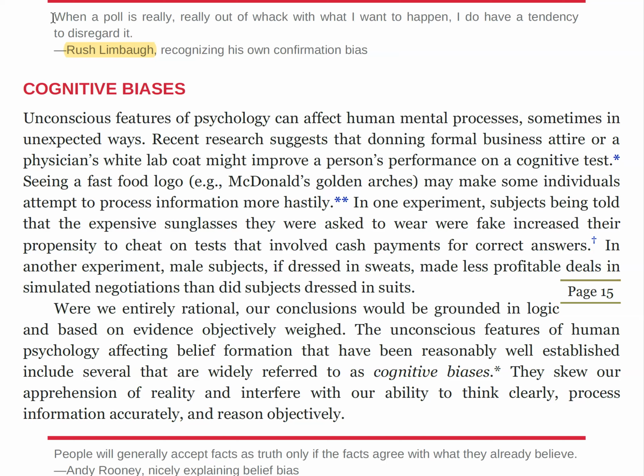So he's been quoted as acknowledging this: "When a poll is really, really out of whack with what I want to happen, I do have a tendency to disregard it." So let's say there's a poll that said, we've got this election coming up, that Trump was going to lose horribly. Rush Limbaugh is a conservative radio host, so he wants Trump to win. He would just have a tendency to disregard that poll and say, well, that doesn't matter. Something's got to be wrong with it. It's not that important. We can find lots of different reasons to disregard things we don't particularly like.